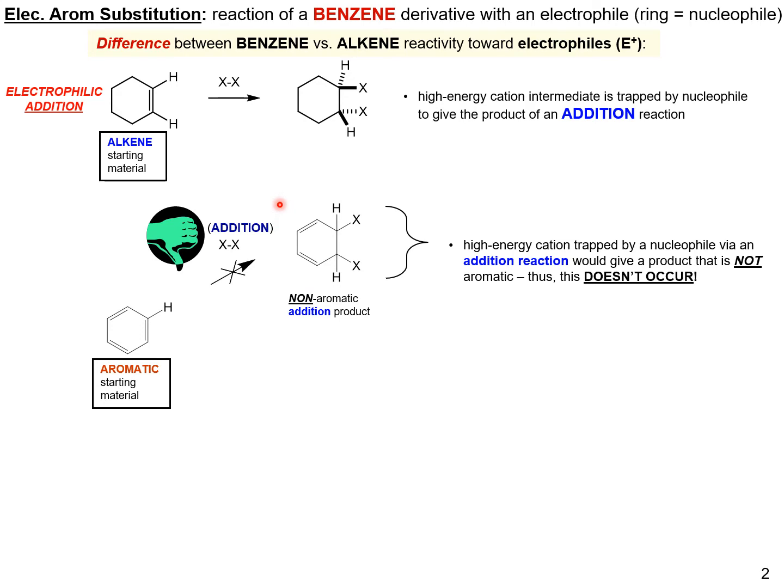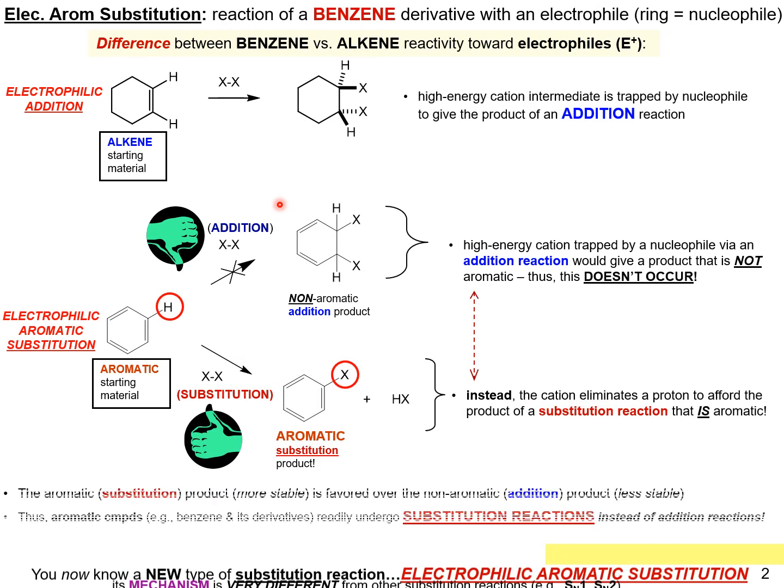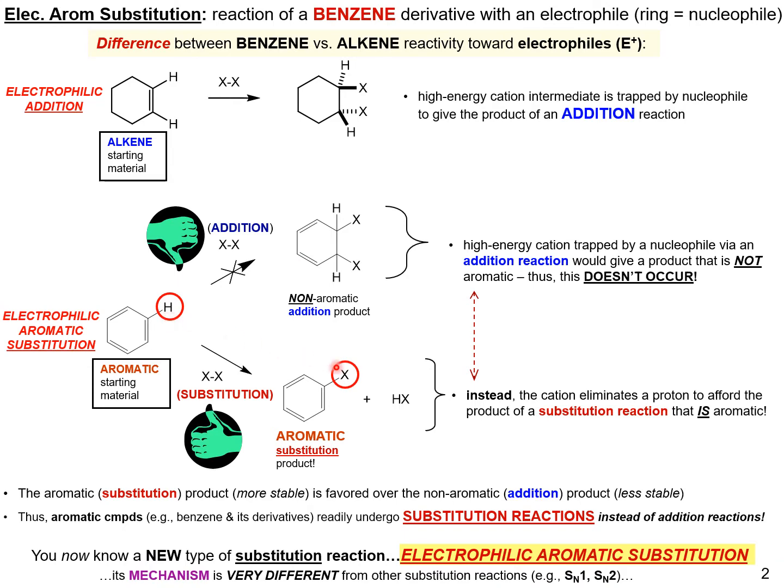In order to retain the aromaticity of the ring, benzene and its derivatives usually undergo a substitution reaction where a hydrogen on the ring is substituted for an atom or atoms that come from a suitable electrophile. Therefore, benzene and aromatic compounds will undergo substitution reactions instead of addition reactions. This is a new type of substitution reaction called electrophilic aromatic substitution, and it has a mechanism that is very different from the substitution reactions that you've seen already, SN1 and SN2.